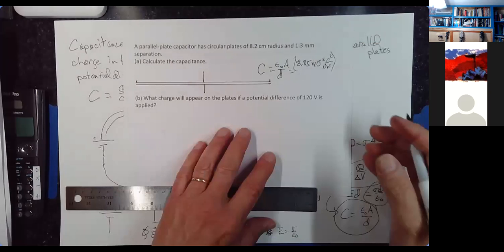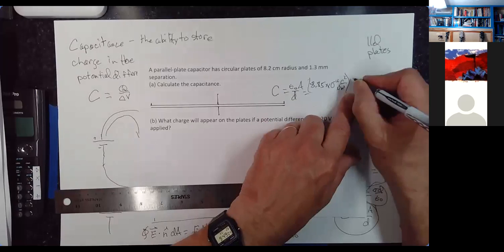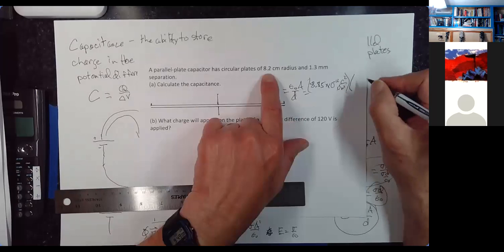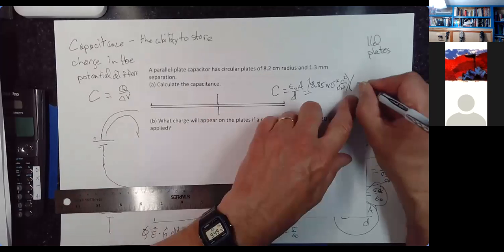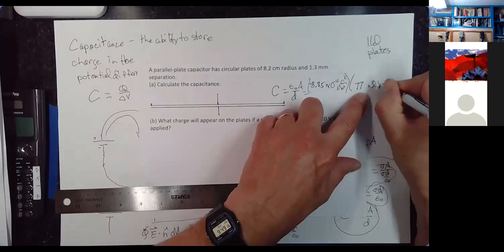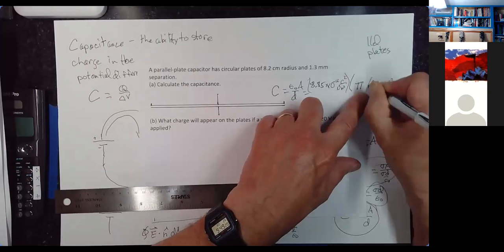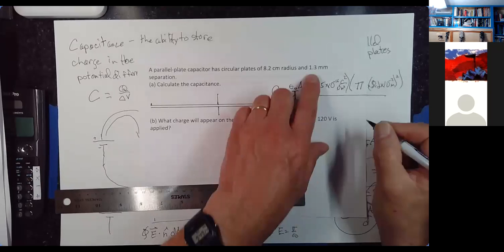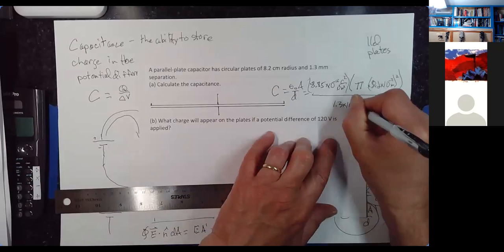Running out of room. Oh well, I've got white space I can run it onto. The area is going to be pi times the radius squared. So pi times 8.2 times 10 to the minus 2 meters, squared. And then the distance between them is just 1.3 times 10 to the minus third meters.